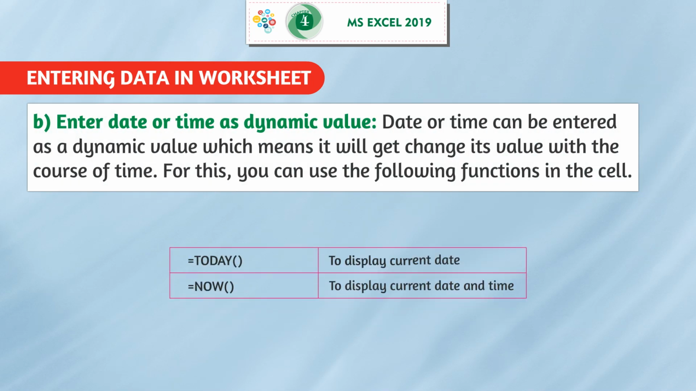B. Enter date or time as dynamic value. Date or time can be entered as a dynamic value, which means it will change its value with the course of time. For this, you can use the following functions in the cell.